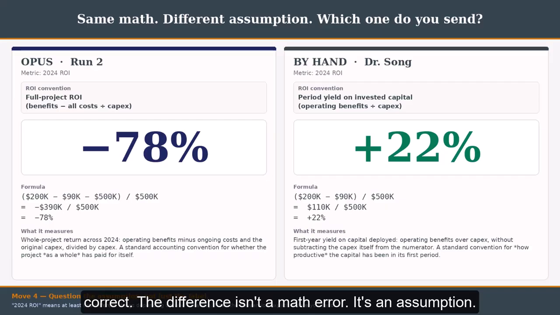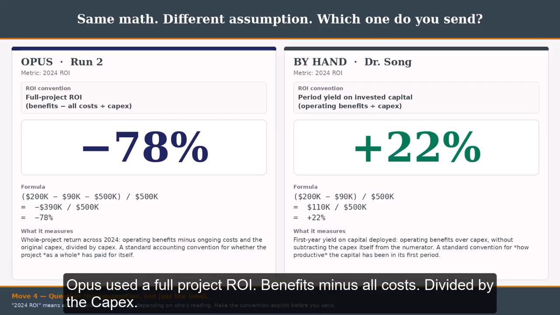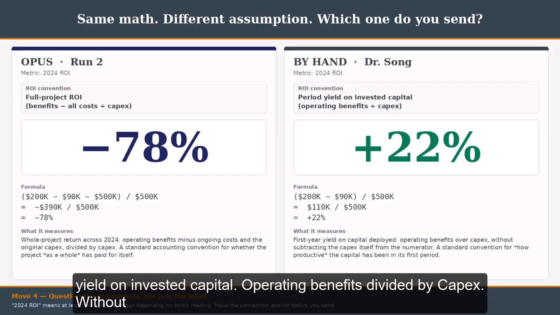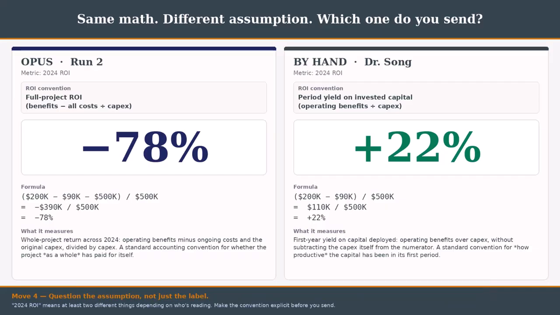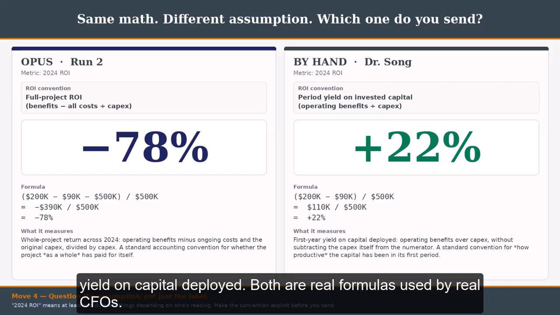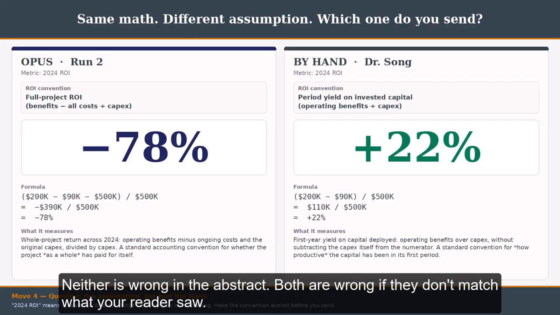It's an assumption. Opus used full project ROI, benefits minus all costs, divided by the capex, a standard accounting convention for whole project returns. My recalculation used the period yield on invested capital, operating benefits divided by capex, without subtracting the capex itself from the numerator. A standard convention for first-year yield on capital deployed. Both are real formulas used by real CFOs. Neither is wrong in the abstract.